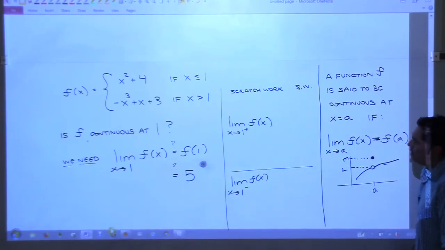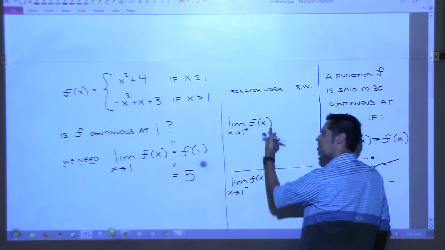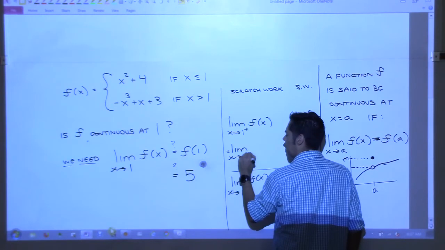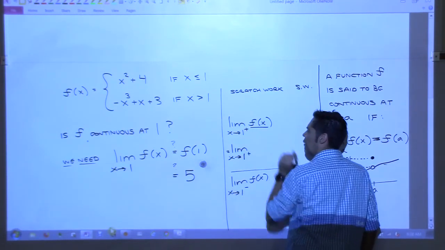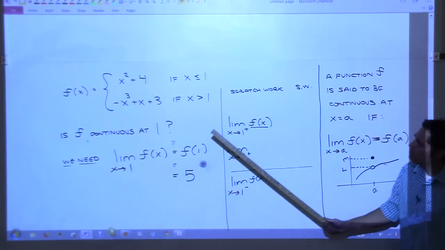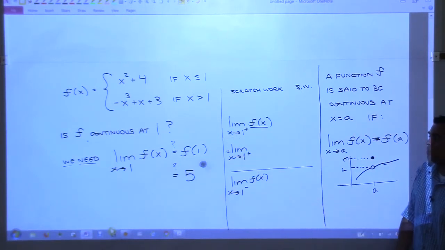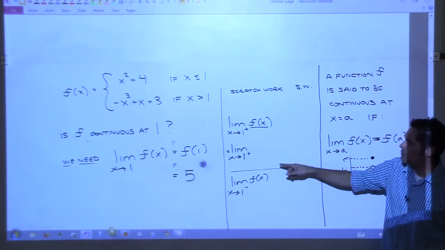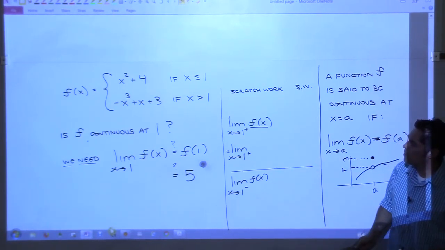All right, so now, what does this mean? I'm doing the limit, I'm letting x approach 1 from the right, but what function am I using? The x squared, you use both of them, right? Well, it can only be one. Which one am I going to use? From the positive, you'll use the top one, and from the bottom, you'll use the other.